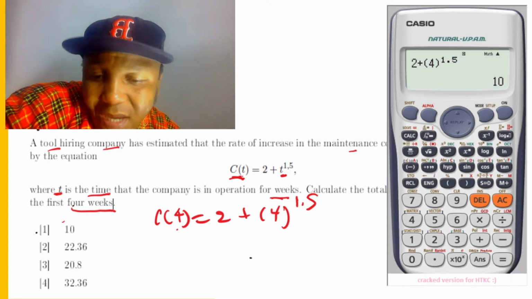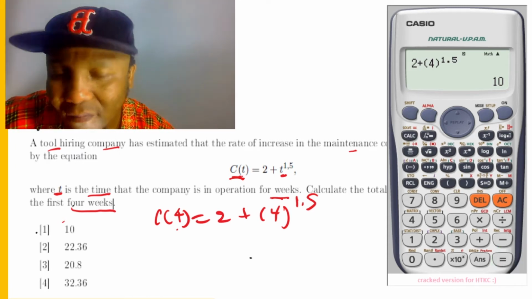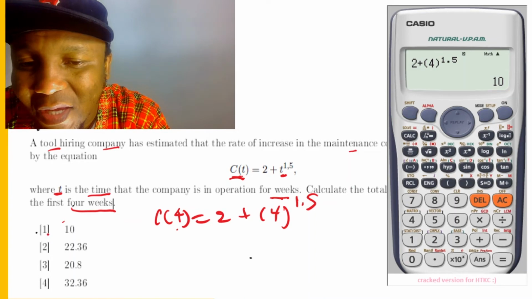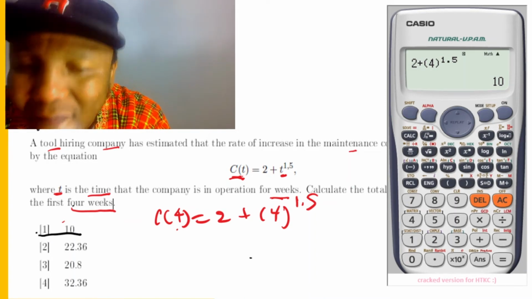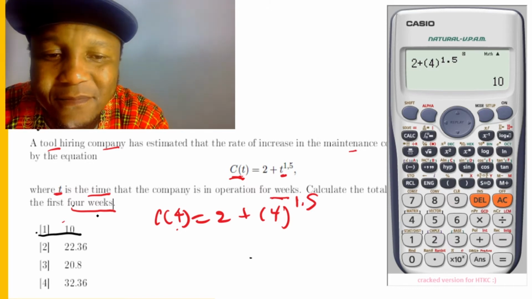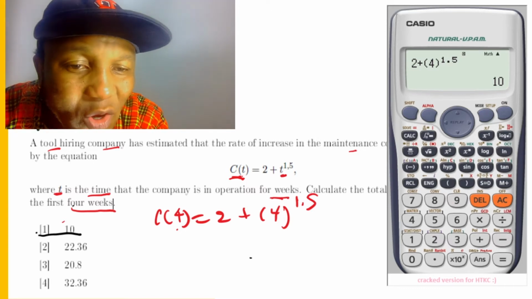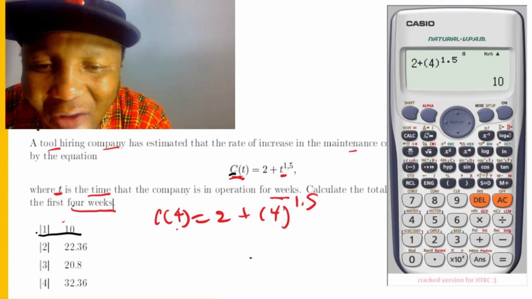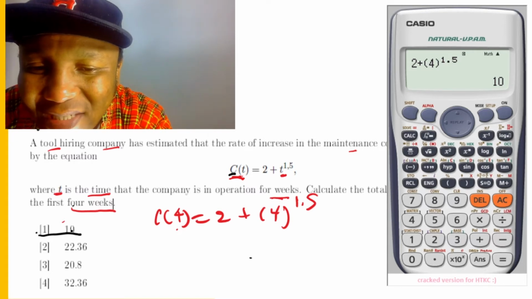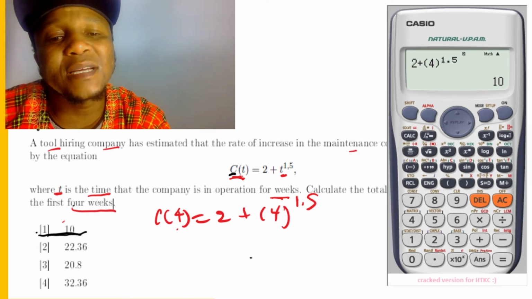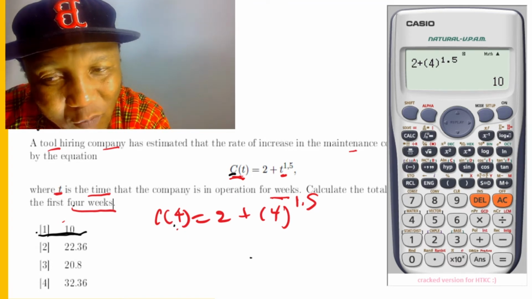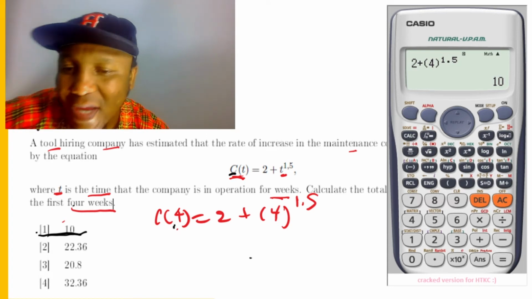So here in the options, the first option is our answer. So this is going to be the rate. The total maintenance cost, C represents cost. So the total maintenance cost is 10. It could be dollar, it could be rand. 10, if we have to do it for 4 weeks. Now let's go to the next question.